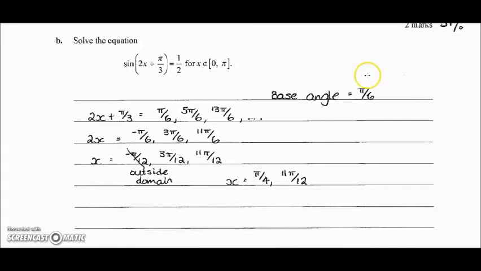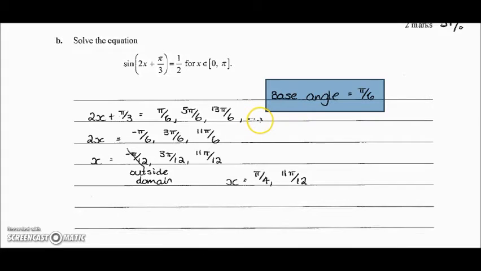You can definitely expect one of these on any exam, solving a trig equation. So easiest way to start is by writing down what the base angle is. So sine of pi on 6 is equal to 1/2. So we start with pi on 6. So that means that 2x plus pi on 3 is equal to pi on 6 or 5 pi on 6 or 13 pi on 6 and so on if we keep going around the unit circle.